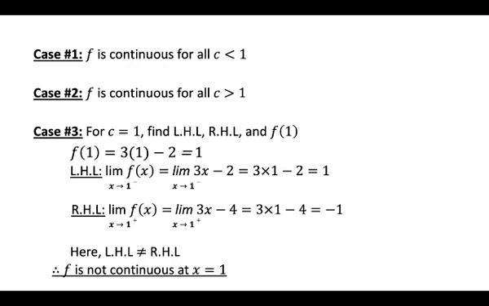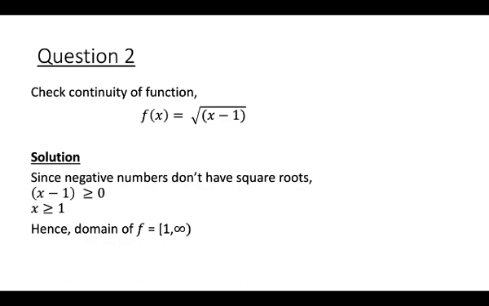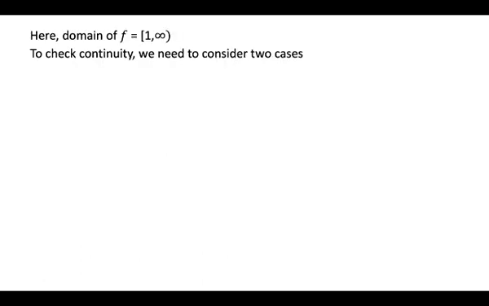Now question number 2: check continuity of the function f(x) equals under root x minus 1. Here f(x) equals root of (x minus 1), so the domain of f is x greater than or equal to 1, that is, the domain of f equals [1, infinity). So we have to check continuity for all real numbers greater than 1 and at x equal to 1 from the right side. So let c belong to [1, infinity).